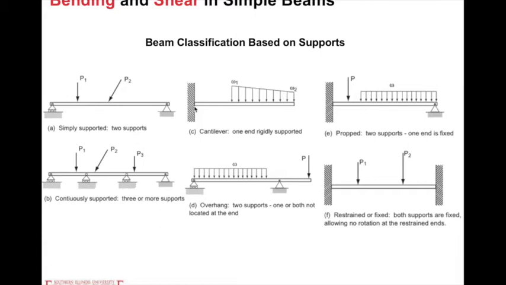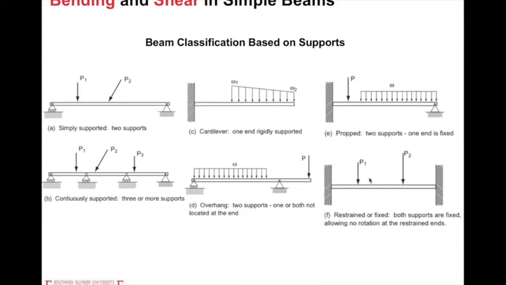The left side is a fixed end, and the right side is a free end. It's also a determinate one. And D is the overhanging one. Different from type A, it has a cantilever part here with a free end on the right side. So it's also a determinate type.